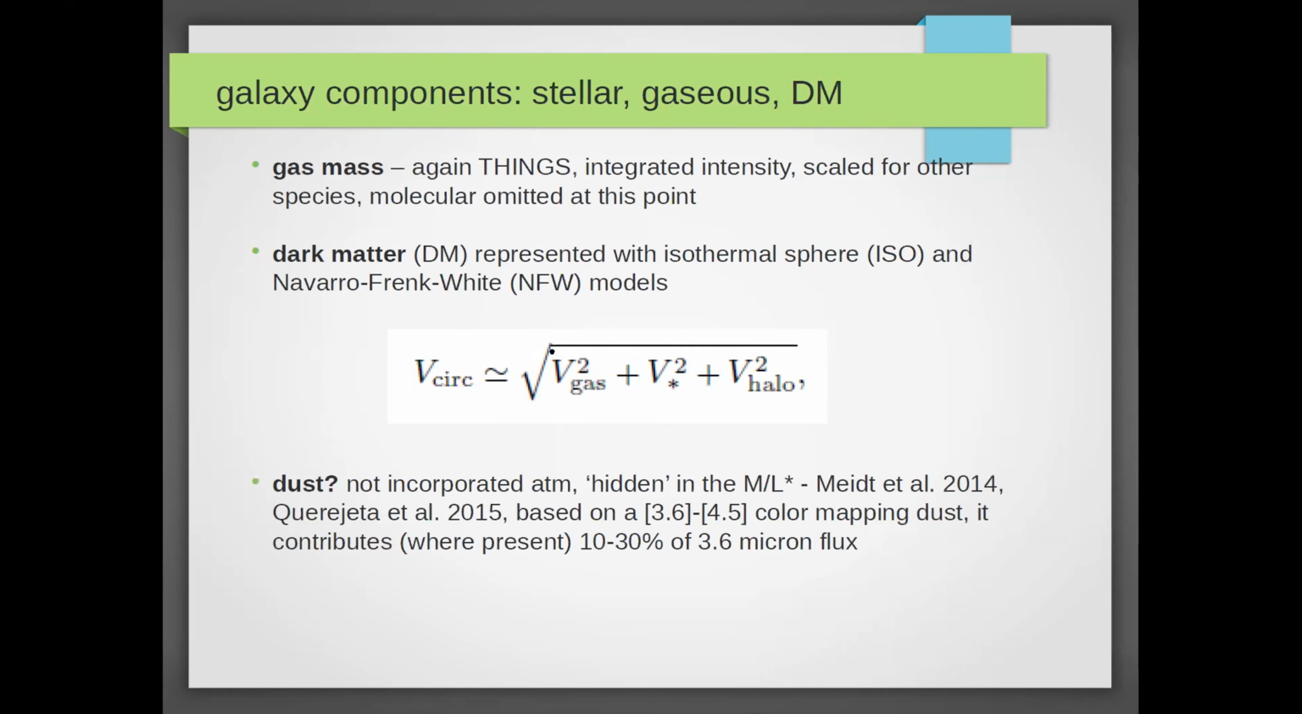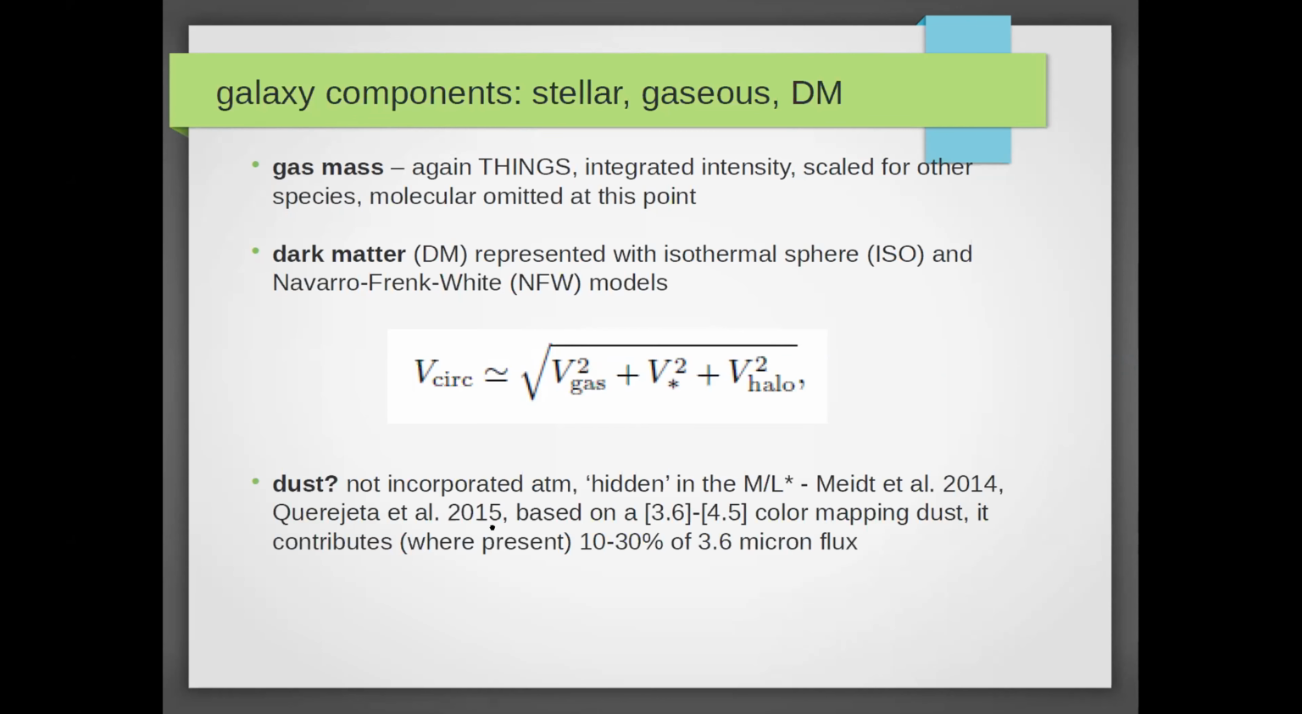All these components, stellar, gas, and halo, should add up to the observed circular velocity. So the mass of the gas, the stellar component, and the halo are contributing to the total rotational velocity in this manner.